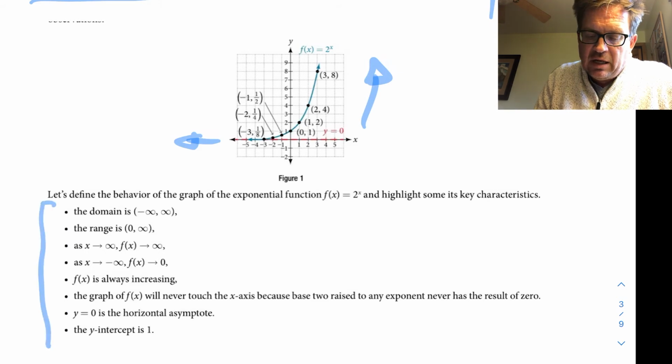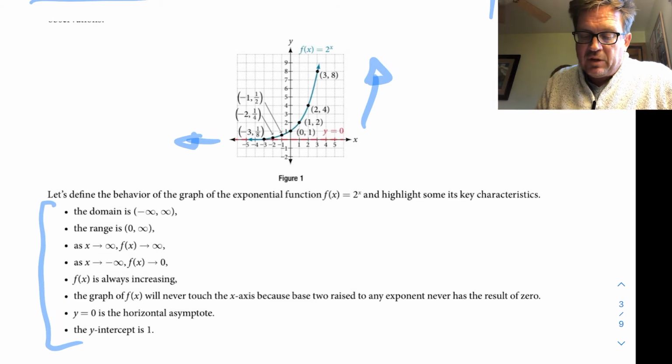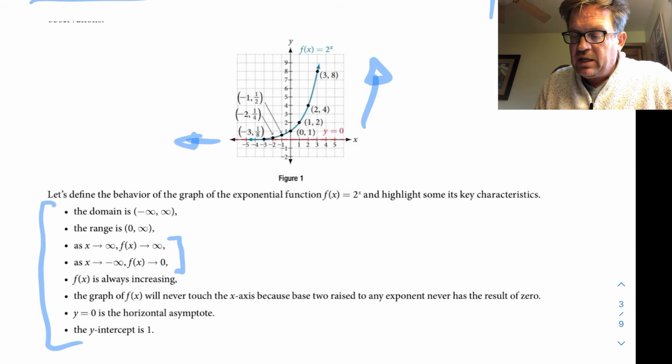And here are some ideas you can note about the graph. The domain is all real numbers. The range is all positive. As x goes to infinity, the y value goes to infinity. As x goes to negative infinity, the y value goes to 0. It's an increasing function. It never touches the x-axis, and it has a y-intercept. y equals 0 is the horizontal asymptote, and the y-intercept is 1.